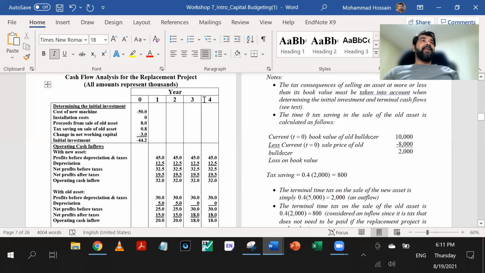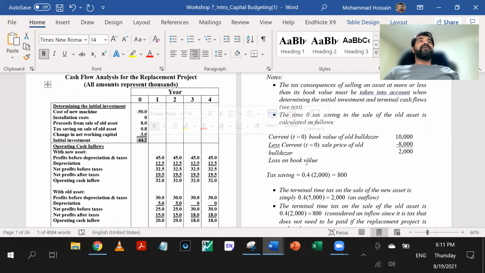First it says, determining the initial investment. How much initial investment do we have? Minus $42.2 thousand. Our initial investment will be how much? $42.2 thousand. How did you get this figure?